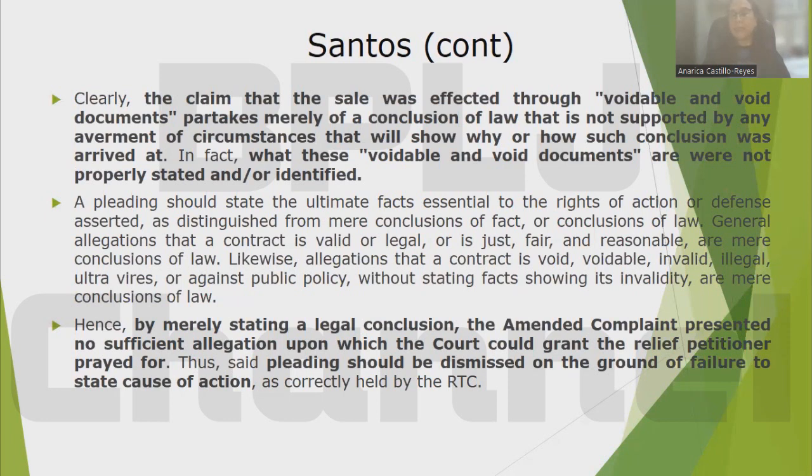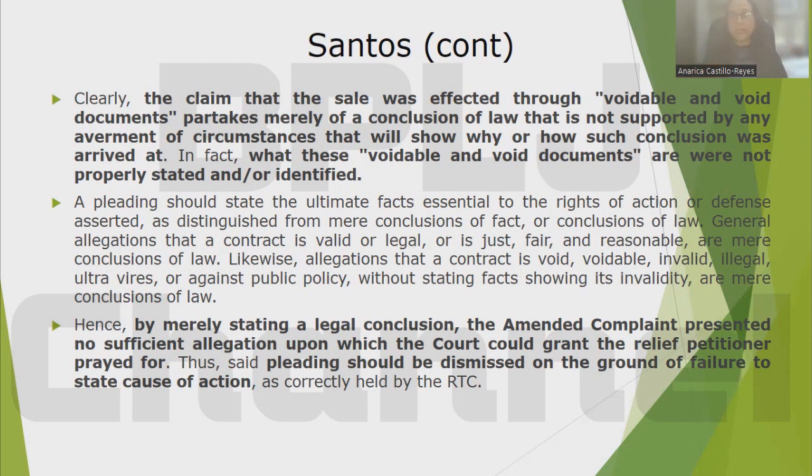Clearly, the claim that the sale was effected through voidable and void documents partakes merely of a conclusion of law that is not supported by any averment of circumstances that will show why or how such conclusion was arrived at. What these voidable and void documents are were not properly stated or identified. In other words, if you are making a general conclusion of law that the basis for the transfer of title, for example, to your name is based on void and voidable documents, you must state with particularity how they became void and voidable. You must state the circumstances under which it became void or voidable.